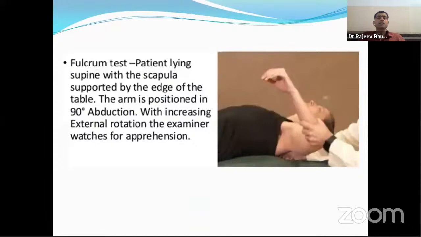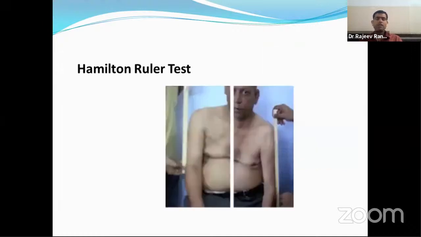Fulcrum test. It's performed with the patient lying supine with the scapula supported by the edge of the table, and then the arm is positioned in 90-degree abduction. And with increasing external rotation, the examiner watches for apprehension. If apprehension is present, this test is also positive.